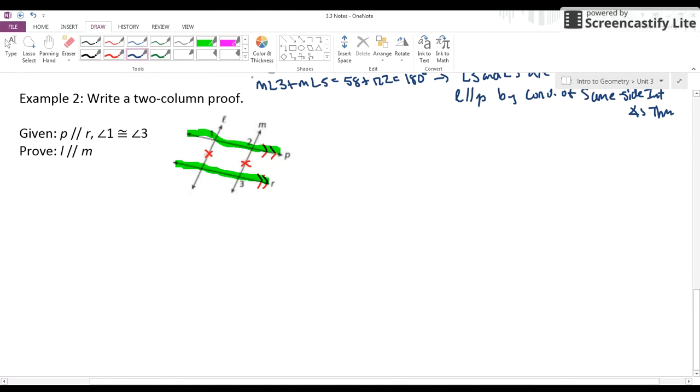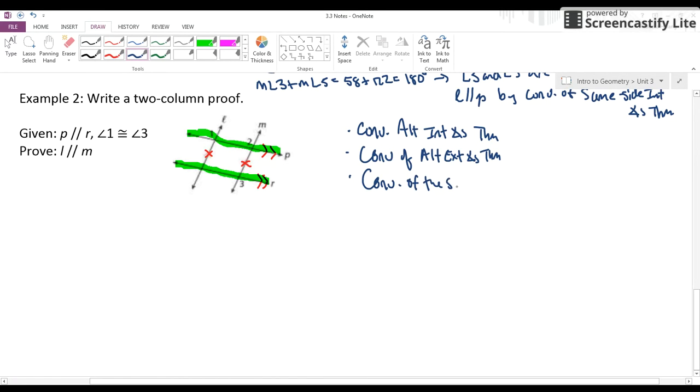And to show L and M are parallel, we're either using the converse of the same side interior angles theorem, right? The converse of the alternate interior angles theorem. Let me just list them right here so you can see them. So we're looking at the converse of the alternate interior angles theorem, the converse of the alternate exterior angles theorem, the converse of the same side interior angles theorem, or the converse of the corresponding angles theorem, or postulate, excuse me.